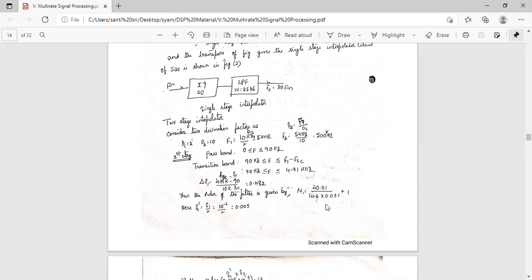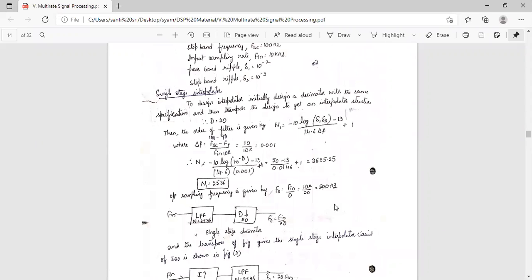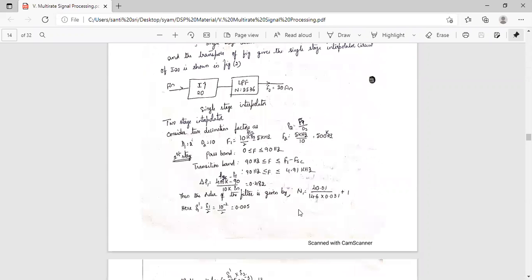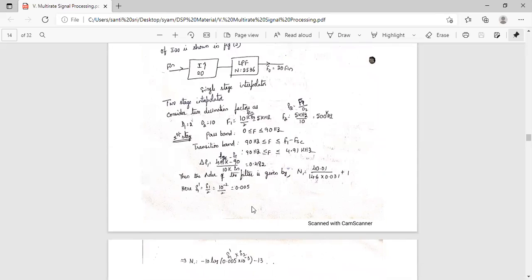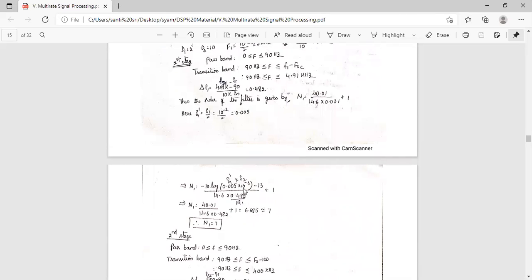What is that formula? Minus 10 log (delta 1 dash into delta 2) minus 13 by 14.6 into delta f plus 1. Here delta 1 dash is equal to delta 1 by 2, that is 10 power minus 2 by 2, that is 0.005. So n1 equals 40.01 by 14.6 into 0.482 plus 1, that is 6.685, approximately equal to 7. So for the first stage, n1 equals 7.